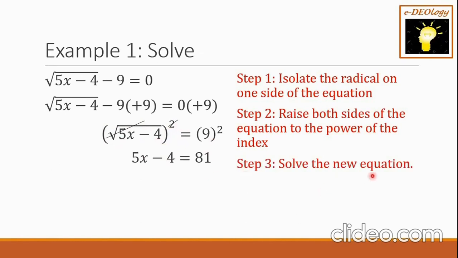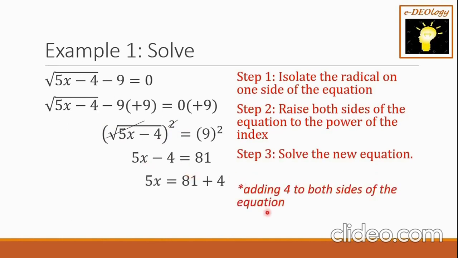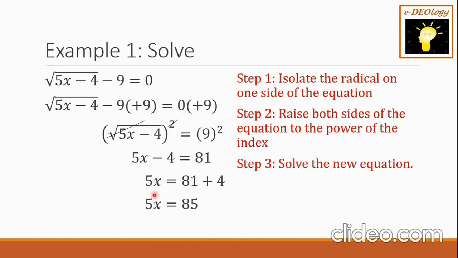Solve the new equation. We're going to solve for x. We're going to add 4 to both sides of the equation. On the left side, the negative 4 will be cancelled out. And on the right side, the plus 4 will be reflected. Now we have 5x equals 85. And we want to get the value of x. Let us divide both sides by 5. So then we can now cancel the 5 and the 5. The x will come down here. And 85 divided by 5 is 17. So this is our final answer.